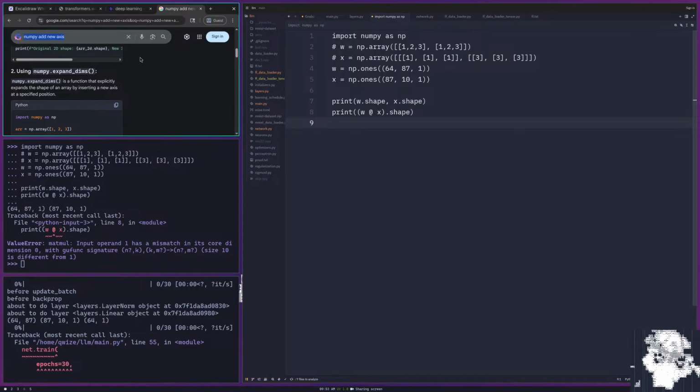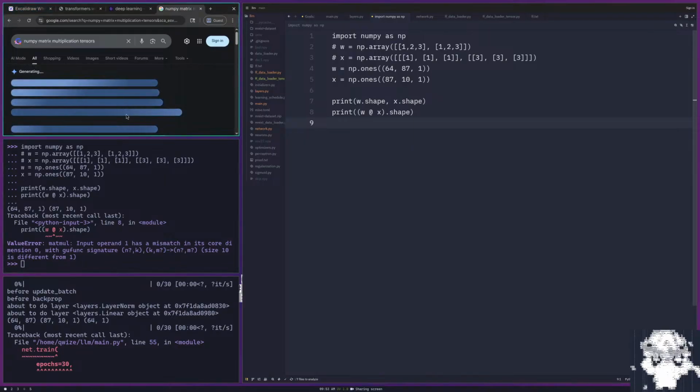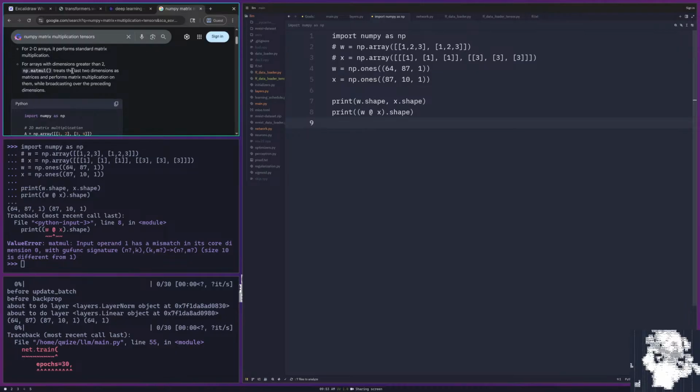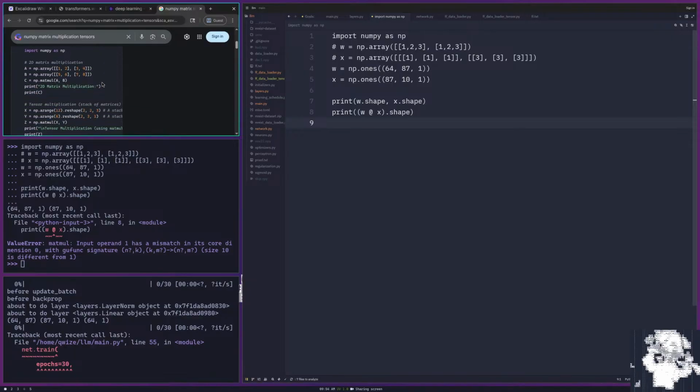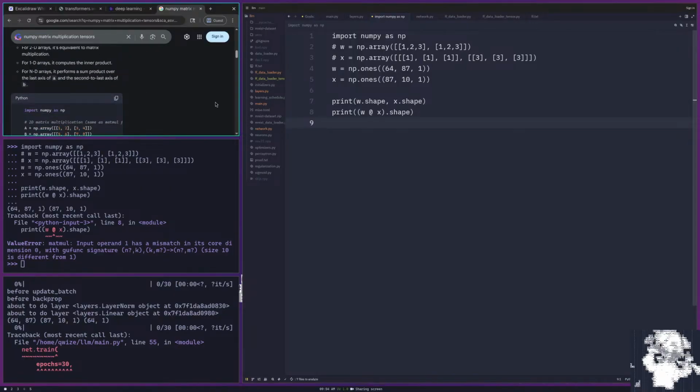So how does NumPy matrix multiplication on tensors, what does it do? It treats the last 2 dimensions as matrices. Oh, that's annoying because my matrices, I need the first 2 dimensions just because of the way I've laid things out.